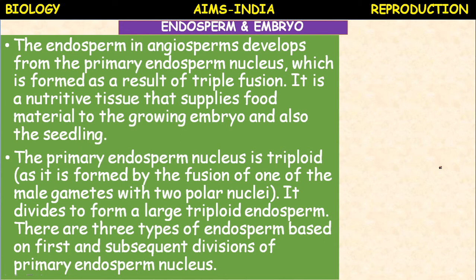There are 3 types of endosperms based on the first and the subsequent divisions of the primary endosperm nucleus. There are 3 types: nuclear type, cellular type, and helobial type. So you will study these in higher classes. These are the 3 types of endosperms. Endosperm development precedes the development of the embryo.